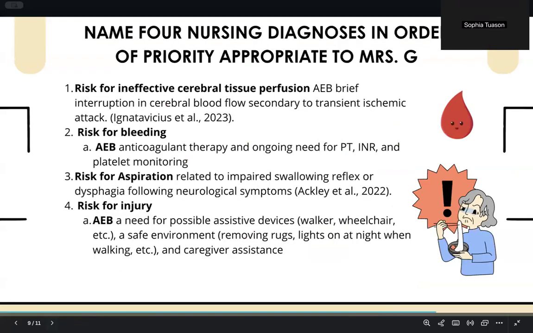Okay, so for our 4 nursing diagnoses, our first one is risk for ineffective cerebral perfusion as evidenced by brief interruption in cerebral blood flow secondary to transient ischemic attack. Our second nursing diagnosis is risk for bleeding as evidenced by anticoagulant therapy and ongoing need for PT, INR, and platelet monitoring.